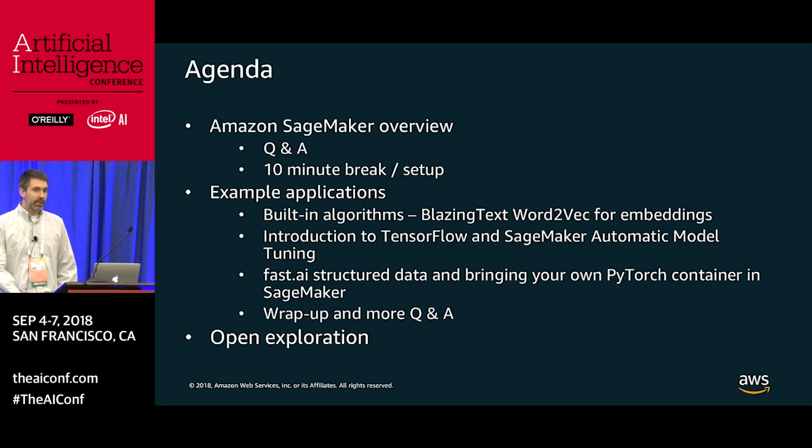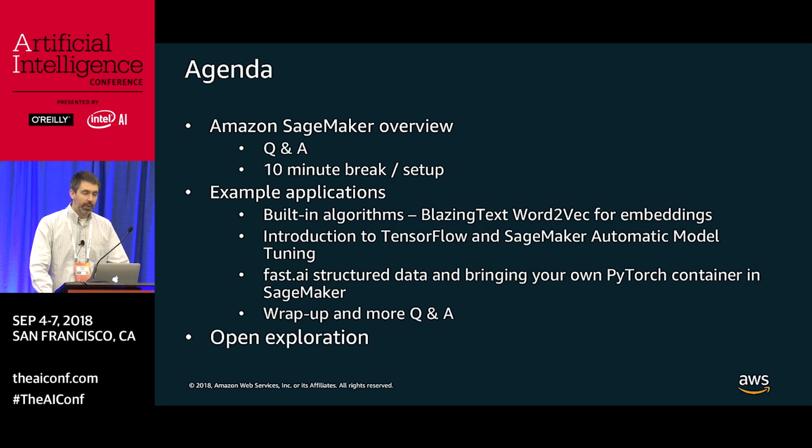After that, we'll walk through each of the examples. We've got 3 different examples. The first one will be using our built-in algorithms. We're going to use BlazingText, which is one of our algorithms, to do word2vec embeddings. So that's a natural language processing task. After that, we're going to do an introduction to SageMaker and TensorFlow, and we're going to use automatic model tuning, which is the service that we launched that allows you to search the hyperparameter value space to try and get better fitting models without having to invest a lot of manual effort.